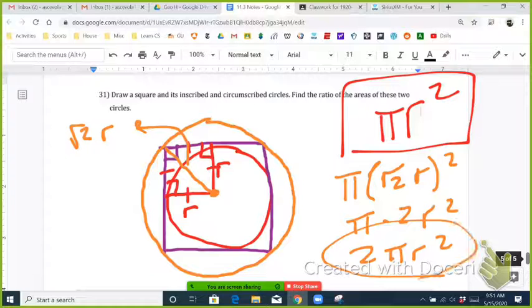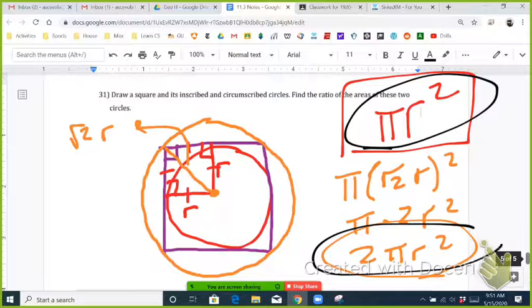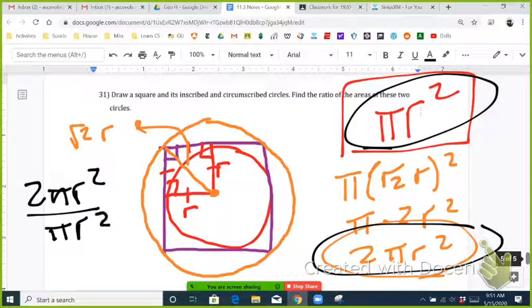So the ratio of these two would just be 2 to 1, or 1 to 2, depending on how you do it. 2 pi r squared divided by pi r squared just comes out to be 2 to 1. So the answer is 2 to 1 or 1 to 2, depending on the order.